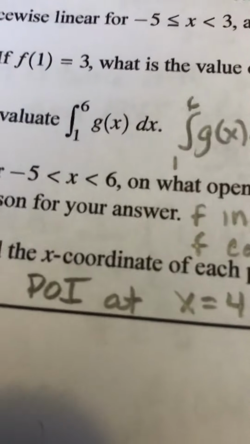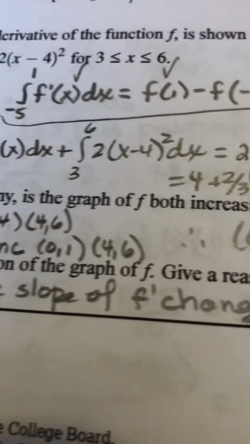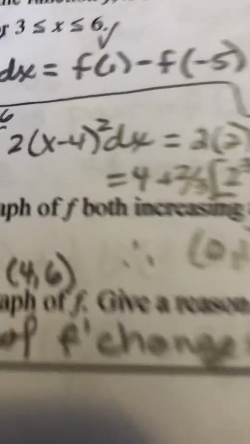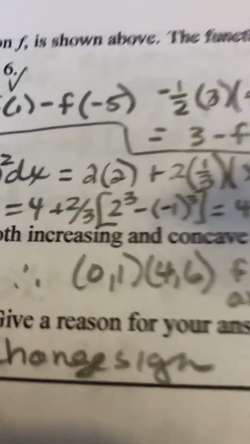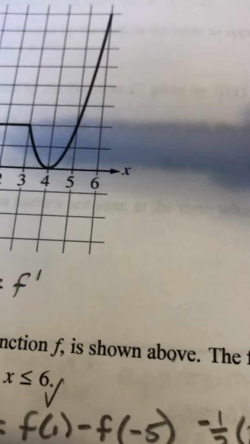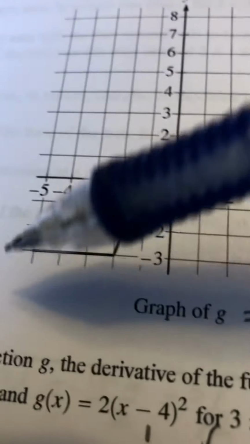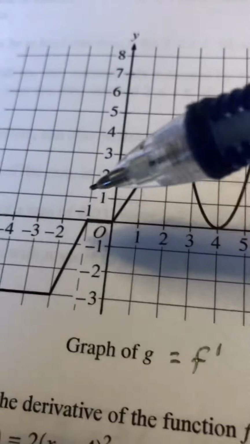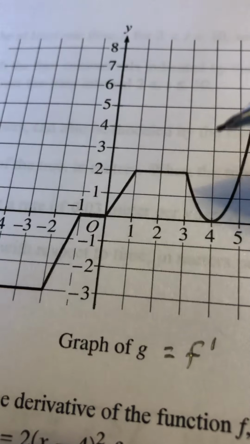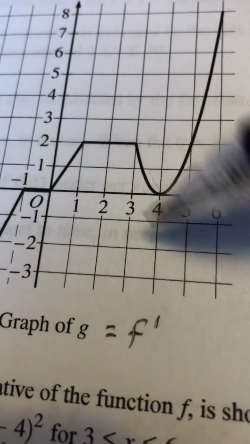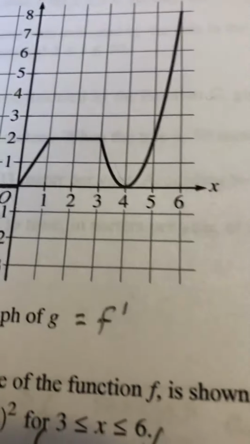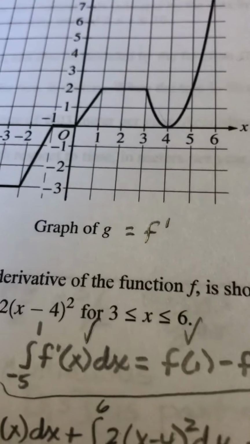The last part, find the x-coordinate of each point of inflection of the graph of f and give a reason. The only point of inflection is at x equals 4, because it's the only place where the slope of f prime changes sign. Okay, negative to positive. Going from 0 to positive to 0 to positive to 0 doesn't count as a sign change. Okay, positive to negative is a sign change. So that's our only point of inflection.